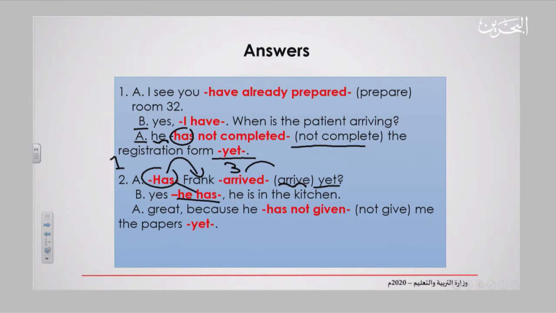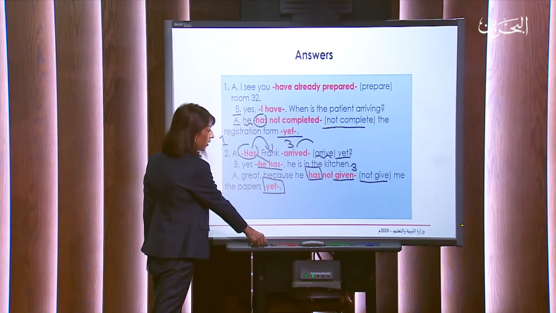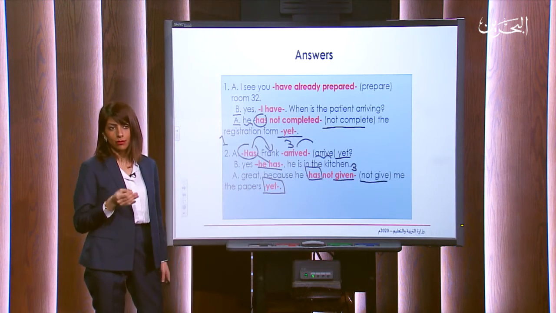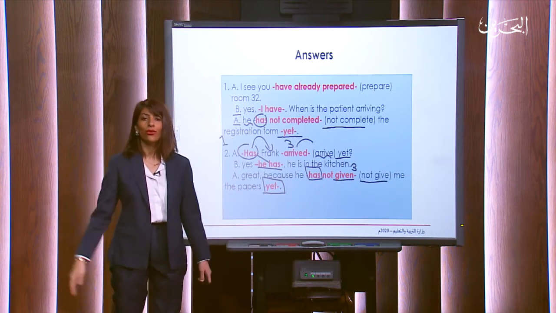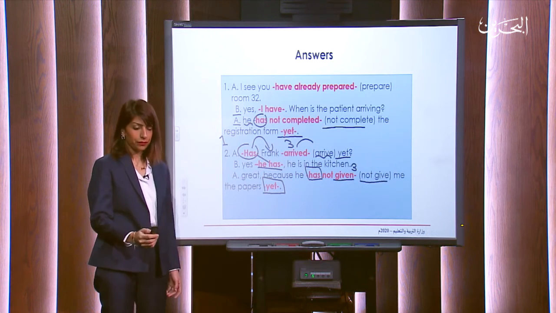The same thing here. He's in the kitchen. Now let's see A. Great, because, pay attention, not give, it will be he has not given. It has to be the third type of the verb. Then me the papers yet. Yet comes at the end. It's very simple. Once you read the grammar rule and you apply it the same way that I've taught you, you will get all the answers correct.